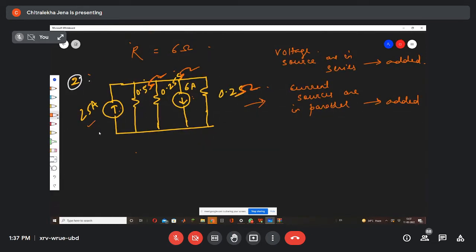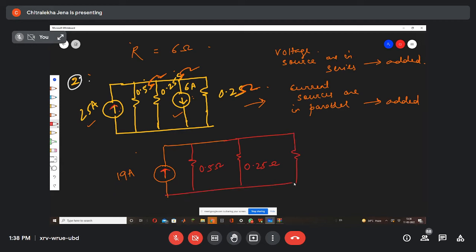So if I add 25 ampere with 6 ampere, what will I get? 19 ampere, which is flowing upward, because 25 ampere, the larger current, is going upward. So 19 ampere is going upward, and this is 0.5 ohm, this one is 0.25 ohm, and another one is 0.2 ohm.